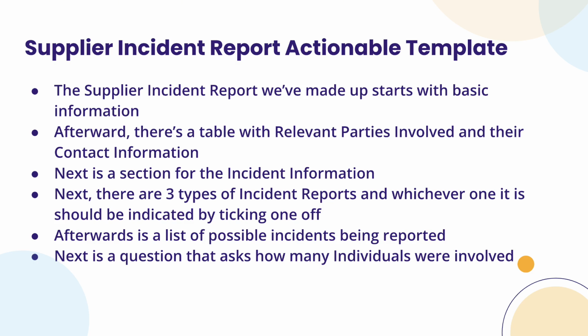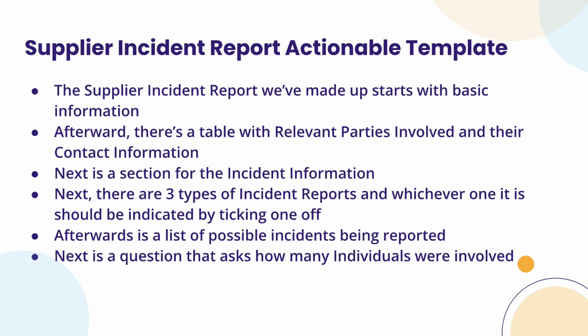Afterward, there's a table with relevant parties involved and their contact information. Next is a section of the incident information, which asks for basic information about the incident. Next, there are three types of incident reports, and whichever one it is should be indicated by ticking off either initial report, follow-up report, compilation, or final report. Afterwards is a list of possible incidents being reported. Tick off which one is applicable, and if none of them adequately describe the incident, then the others box should be ticked off and the table below should be used to describe the incident.